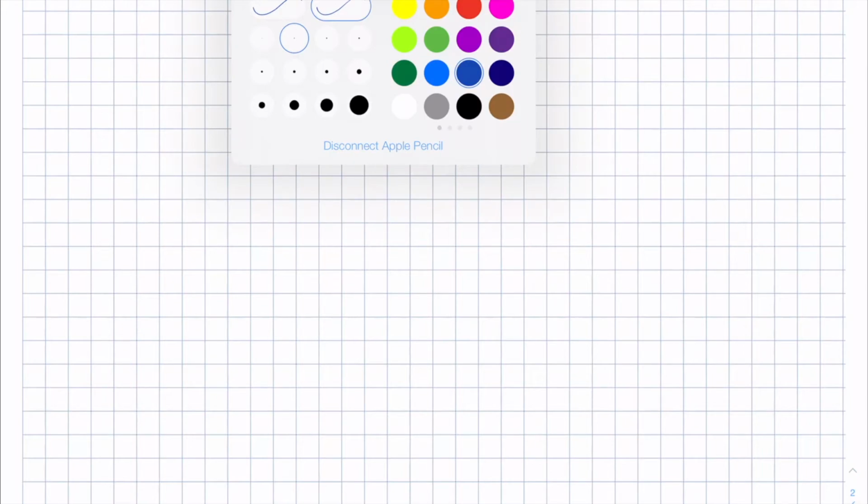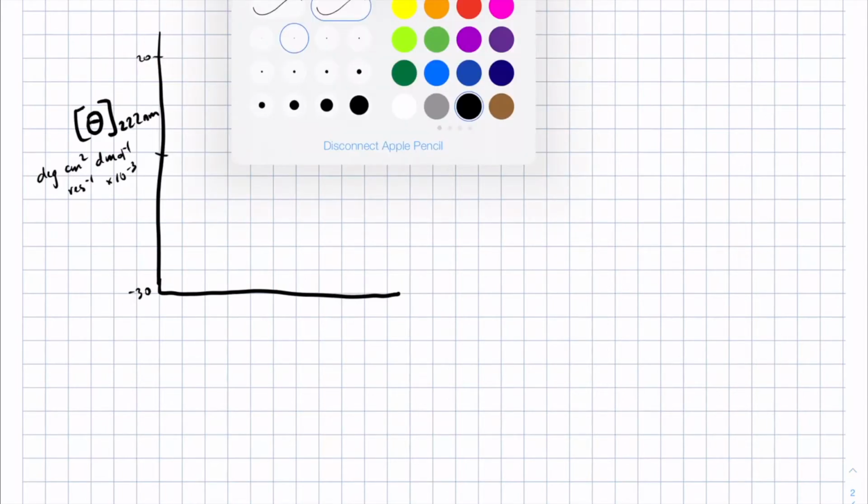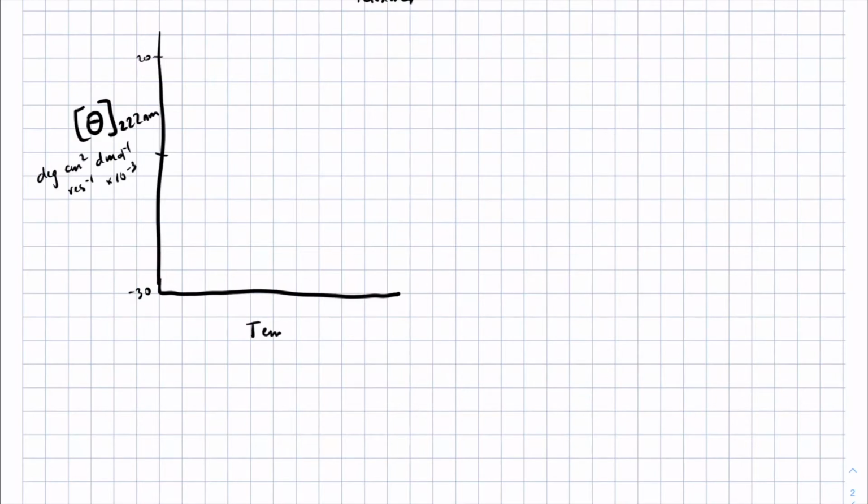For example, we can take a sample. Let's suppose it's an alpha helical sample, so we're looking at 222 nanometers. And this is again in degrees centimeters squared per decimole per residue times 10 to the minus 3. Let this be minus 30, this be 20, and we're going to slowly increase the temperature in degrees C, from 0 to 100. At first, we will see that the molar ellipticity decreases a little bit, but not by a lot. Then we're going to see a time where it changes a lot, and then a time after that where it also doesn't change very much.